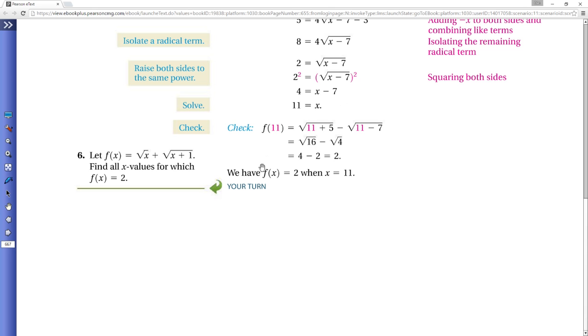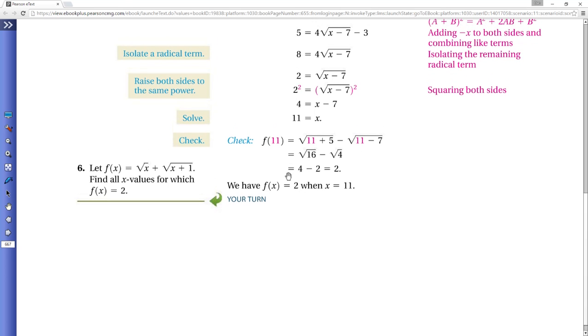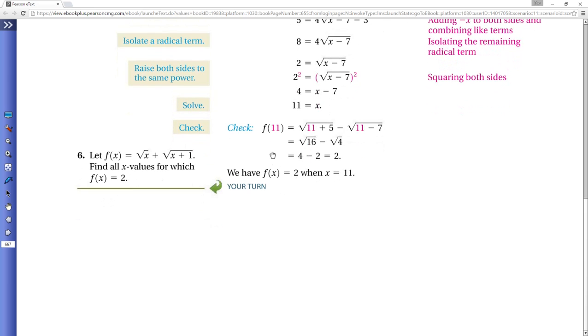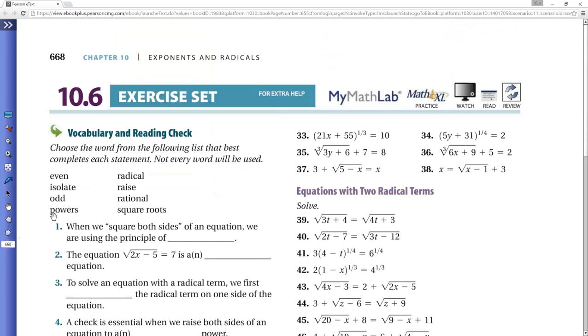And we check this. So f of 11, we're going to go back to the original function, fill in 11 for the x, and find out if you end up with something that's true. We wanted to find out if it's equal to 2. So if I put 11 in for x, I end up with 2. And that's exactly what they said f of x should equal. So that is a solution. And that's the end of that section.